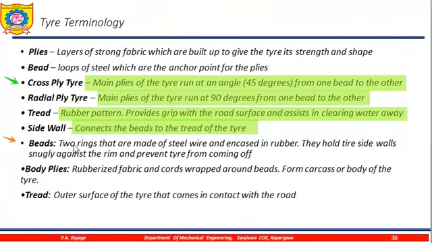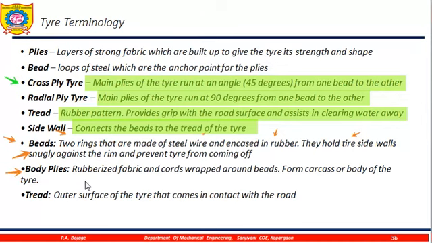Beads. Two rings made up of steel wires encased in rubber that hold the tire side walls snugly against the rim and prevent the tire from coming off. So a very important part, the bead actually holds the side wall of the tire with the rim, and these are basically made up of steel wires. The most important component, it does not allow the tire to come out from the rim.